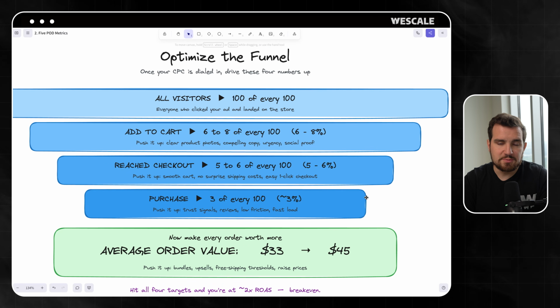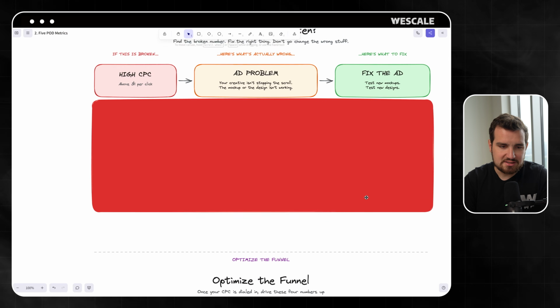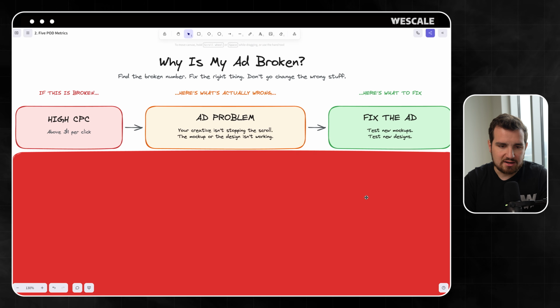So these are the metrics, but you're probably wondering, and it's a great question, what should I actually do about these things? Well, we're going to go through an exercise called Why is my ad broken? It's a clever name, I know.